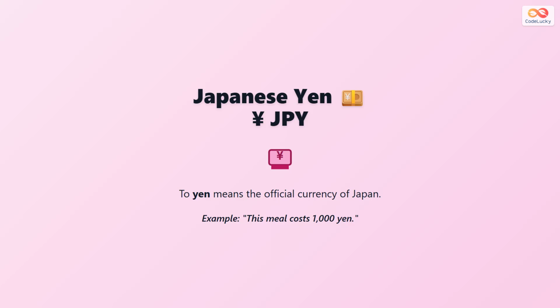Yen is the money used in Japan. The yen symbol is the yen sign, and its code is JPY. Japanese use yen to buy food, electronics, and train tickets. 1 yen is very small money, so prices often have thousands of yen.